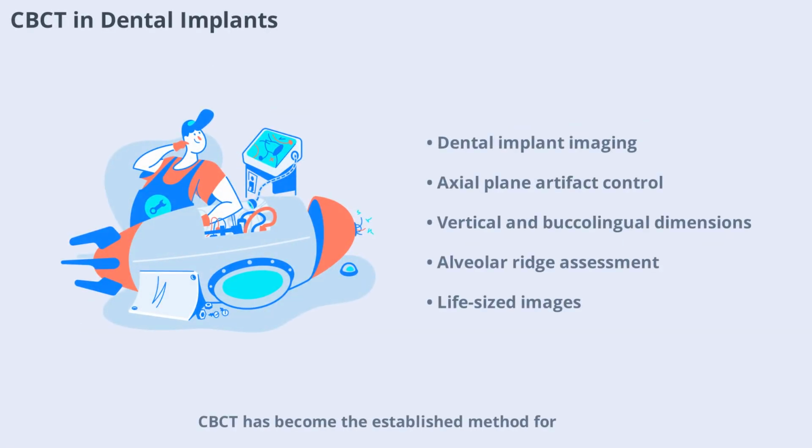CBCT has become the established method for imaging jaw anatomy prior to dental implant placement. In the axial plane, metal artifacts from tooth fillings are kept in the occlusal plane, preventing distortion of the jawbone. This allows for accurate display of vertical and buccolingual dimensions, assessment of alveolar ridge anatomy, and selection of proper implant length and diameter. Life-sized cross-sectional and panoramic images can be obtained.